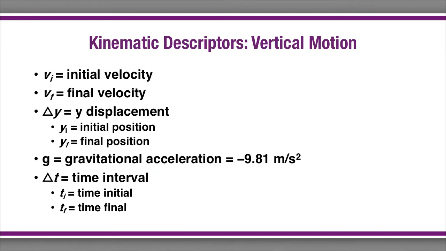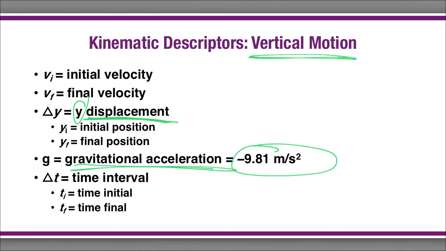So these are some important variables relative to vertical motion that you do need to know. Vi is going to be initial velocity, Vf final velocity. Change in y is going to be, and this is important, the change in the displacement of an object in the y direction, right? So again, yi is initial position, yf is final position. g is going to be referencing the acceleration due to gravity, which is again always going to be negative 9.81.